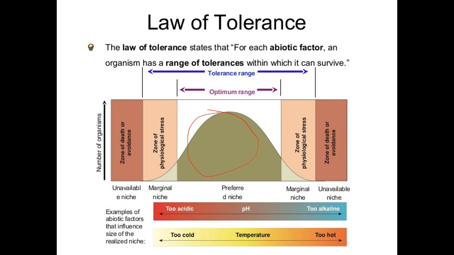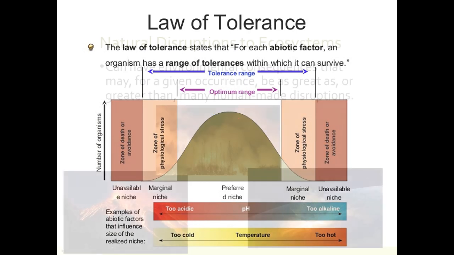So some examples would be pH. So too acidic on this end. So you can imagine that this is where species will completely avoid or die if the pH or even if the temperature is too cold. And then there's some amount of, they can survive in here, but there is going to be some physiological stress. And then on the other side, you get the exact same thing when these things go too high. So you can think of any type of abiotic factor that exists. There's going to be a range of tolerance for a species with those abiotic factors.